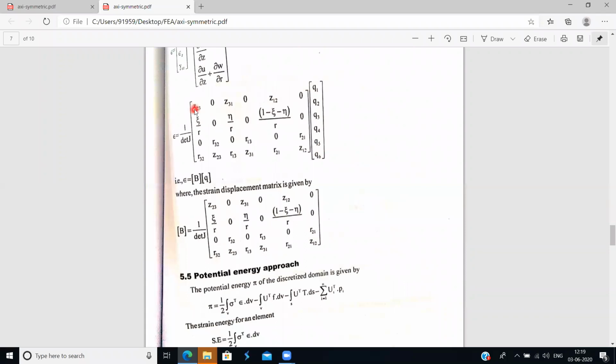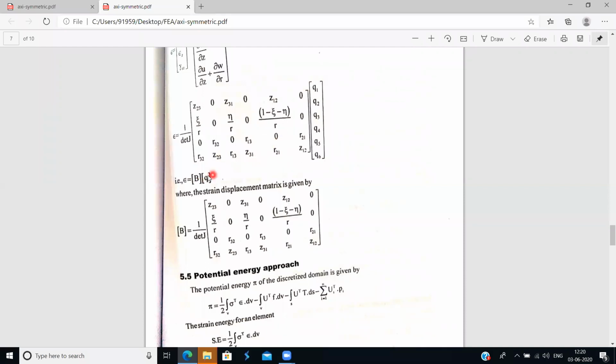Now if you multiply z23 into q1, z31 into q3, z12 into q5, you will get epsilon r. Again, epsilon theta is nothing but the shape function term into q1, then neta by r into q3, this total term into q5. Same way, if you cross multiply, then we will get the previous equation: epsilon r, epsilon theta, epsilon z, and gamma rz.